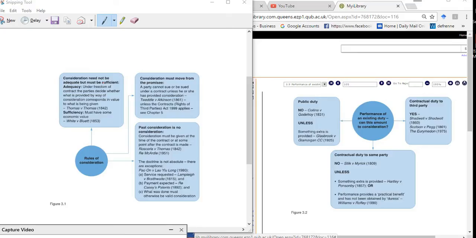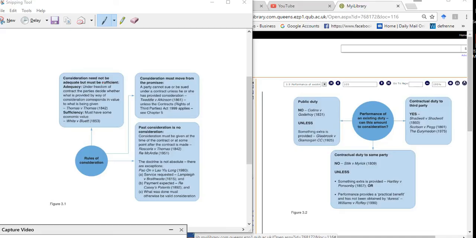And look at this. Look at the second rule. Consideration must move from the promisee. We were very clear in the last screencast, that is the rule. But with agreements to pay more for the same, we don't really look at what the promisee provides. The promisee is just doing what they were supposed to do anyway. What we do instead is we look at whether the promisor received a practical benefit.